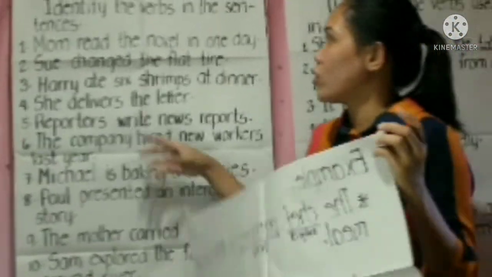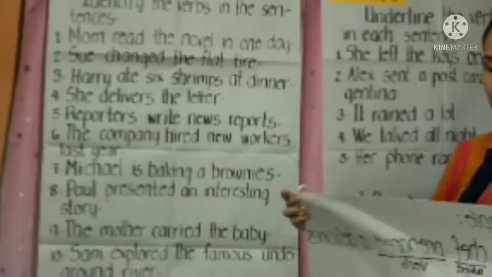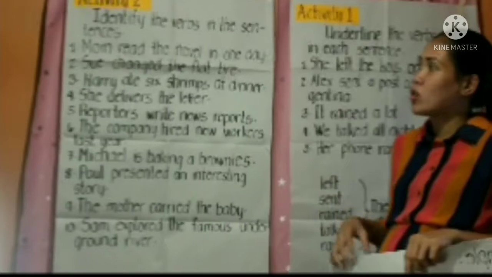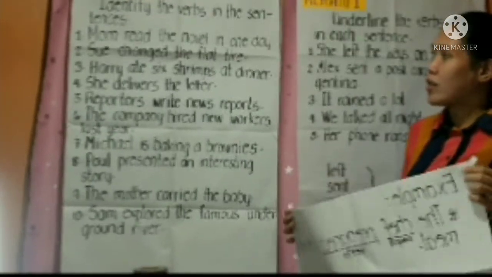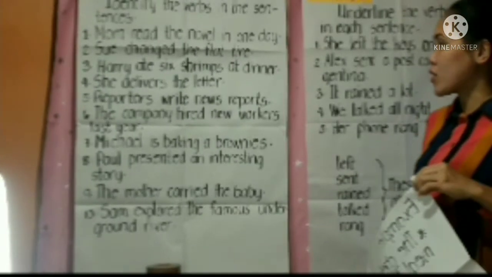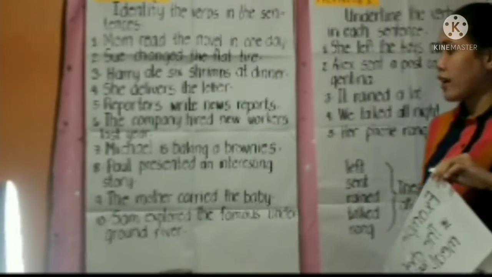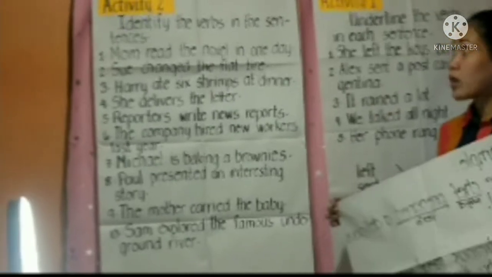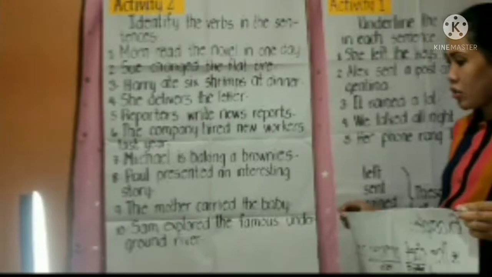Okay, so in number 1, the verb used is read. How about number 2? In number 2, the verb used is change. And number 3, ate. Number 4, delivers. Number 5, write. Number 6, hired. Number 7, baking. Number 8, presented. Number 9, carried. And number 10, explored. So those are the verbs used in each sentence.